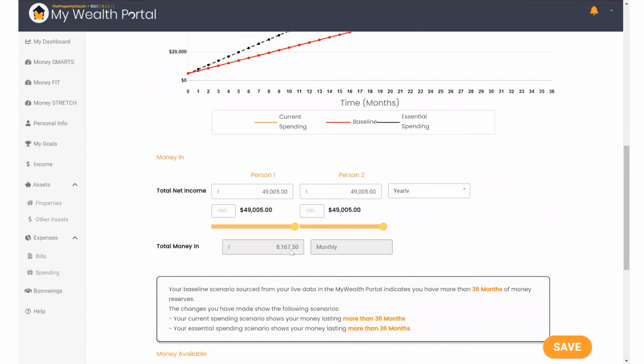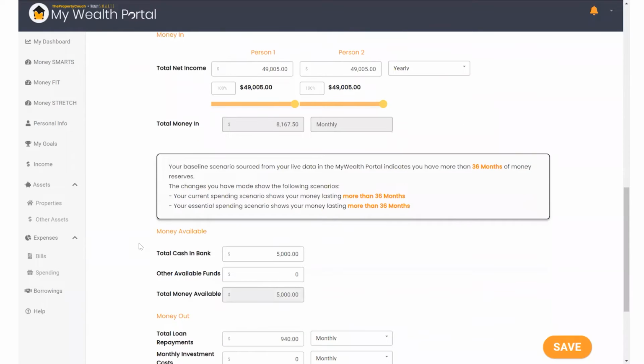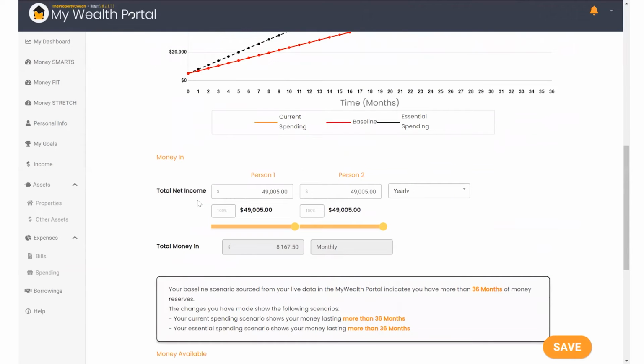Now, we all know we're talking about money into the household, and then we're talking about money leaving the household when it comes to the expenses. So money in and money out. So this information has come across. This couple, Financial Piece 1, Financial Piece 2, are both earning $60,000 gross. And the tool is smart enough to take out the tax because obviously we can't spend the tax man's money.